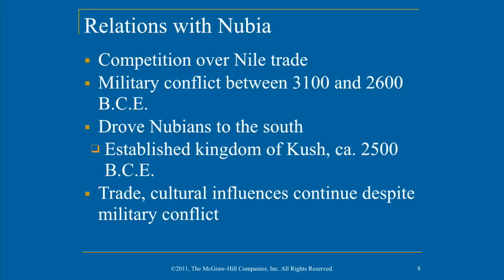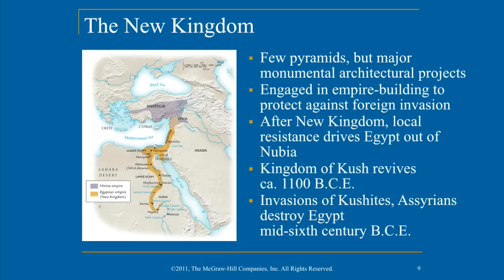In the south, they establish the kingdom of Kush around 2500 BCE. They continue to trade and have cultural influences continue between them, despite having some military conflict with one another. Because you're neighbors, they obviously are going to need to still trade with each other. They're going to still impact each other in religious matters and cultural matters and social matters. But what they're going to need to do is find ways to get along.